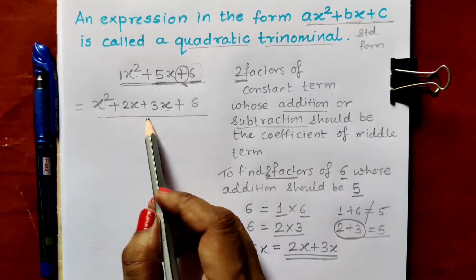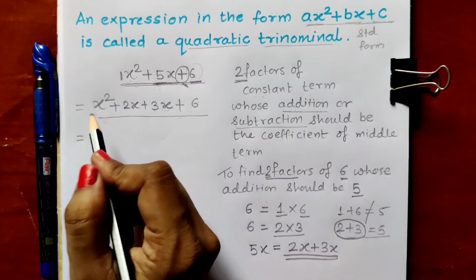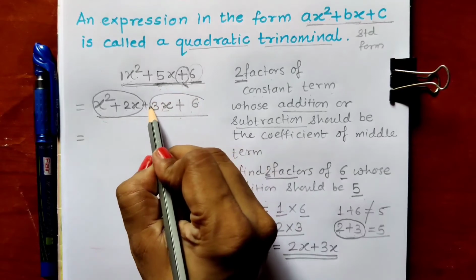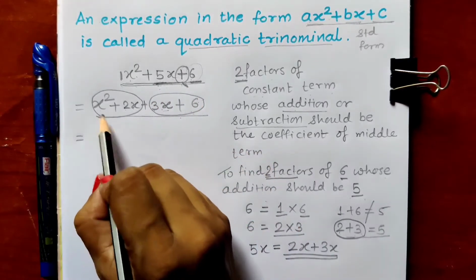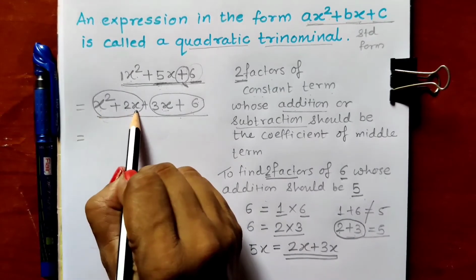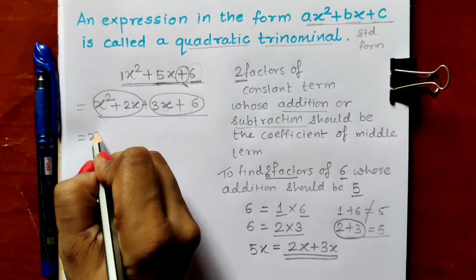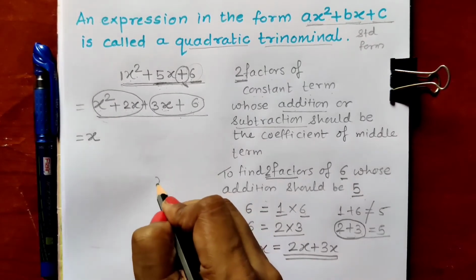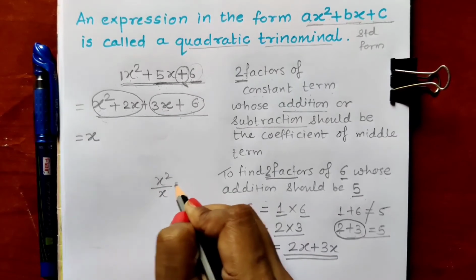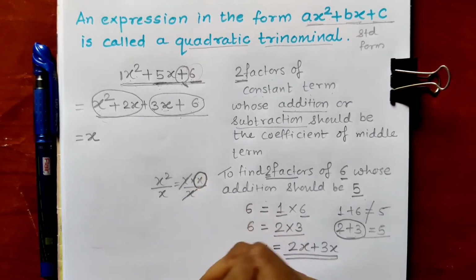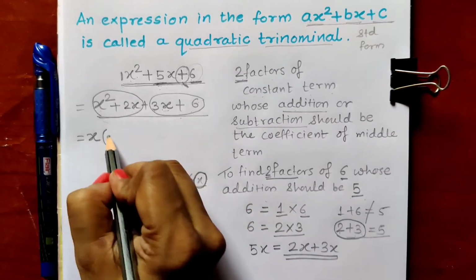Now what should be done next? Next is to take out common from the first 2 terms, and take out common from the second and third term. So what is common in the first and second term? We can see that x is common in both the terms, so we can take out x common. Taking out x common means we are dividing. So x square divided by x, what do we get? X into x divided by x, so x cancels, 1x is remaining. That remaining x we write inside the bracket.